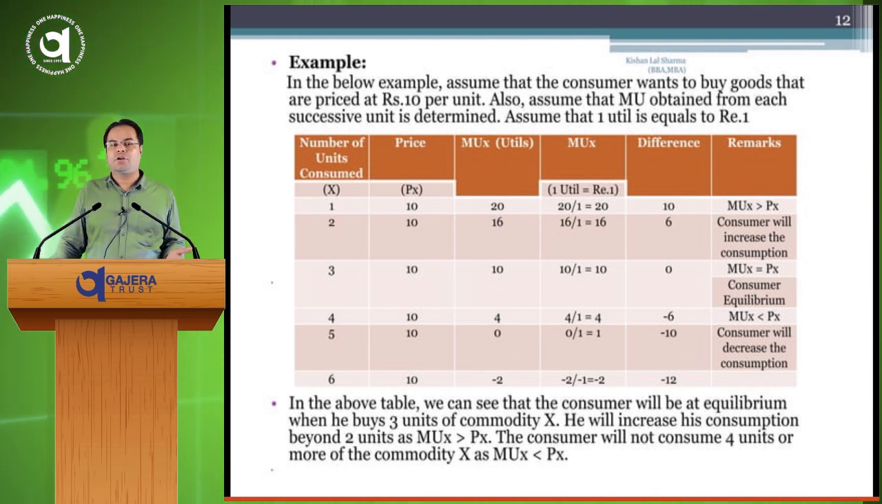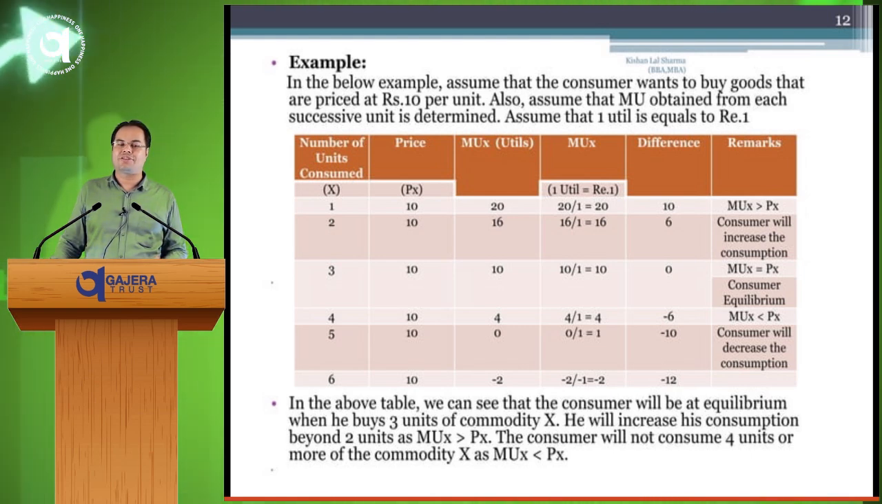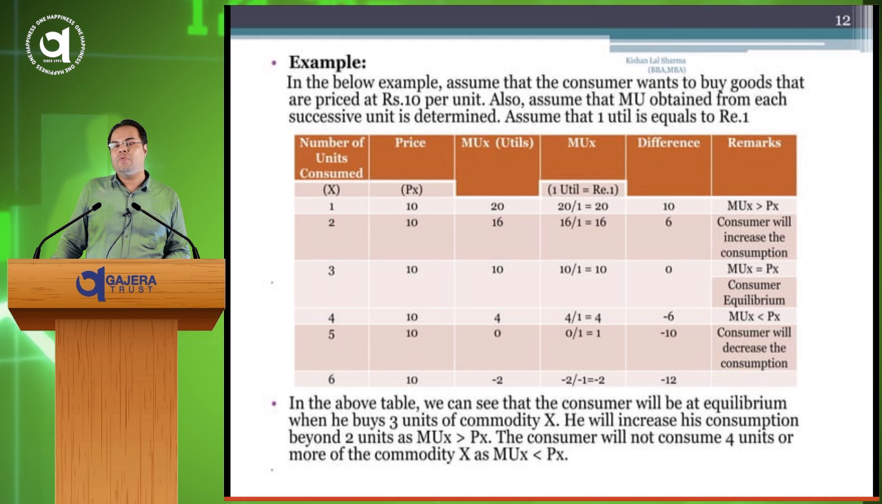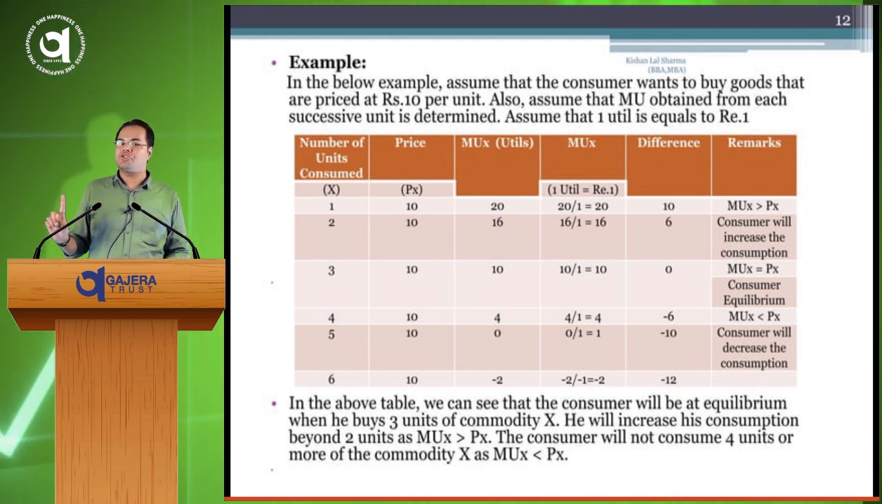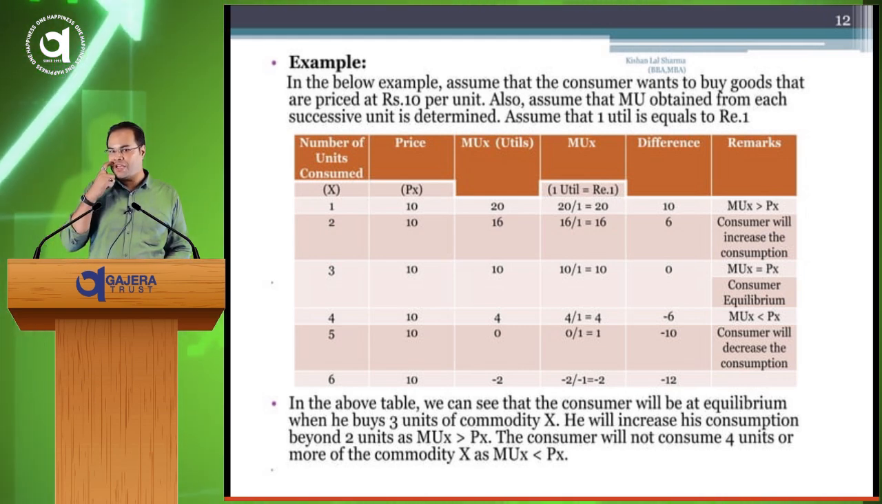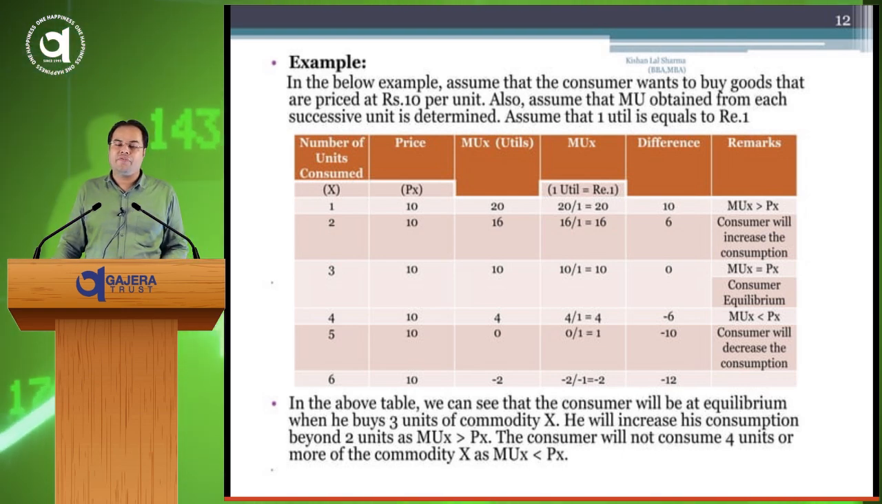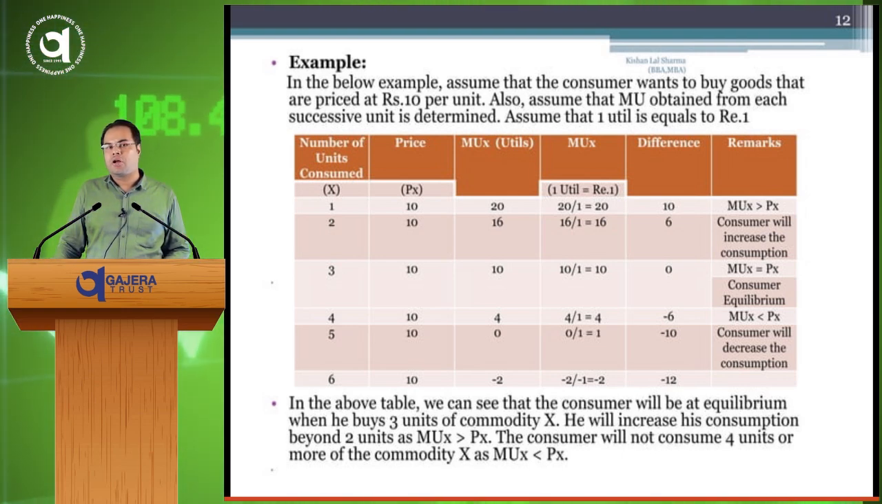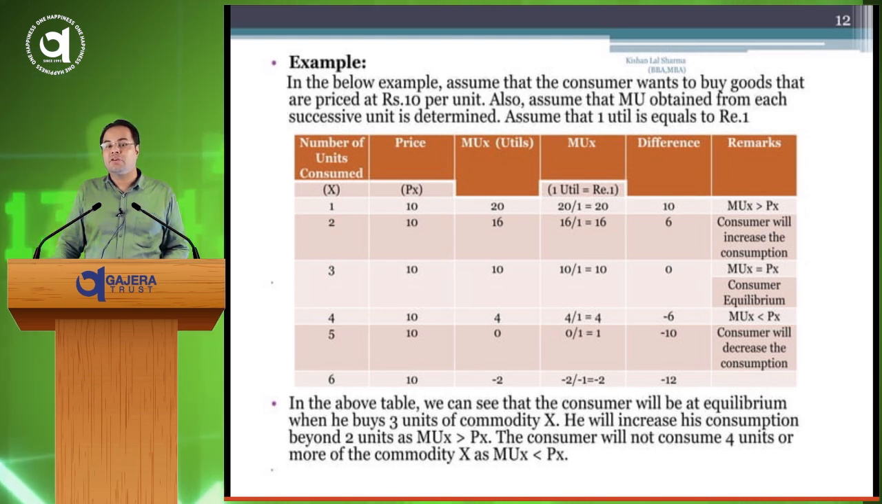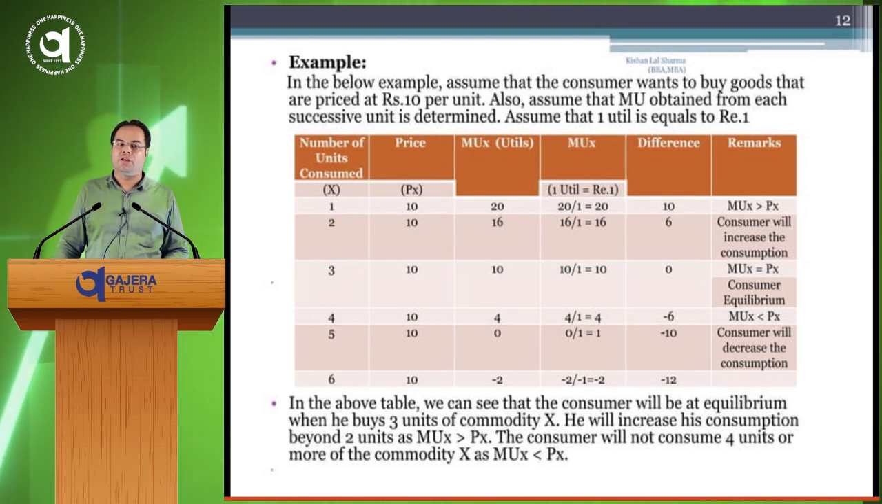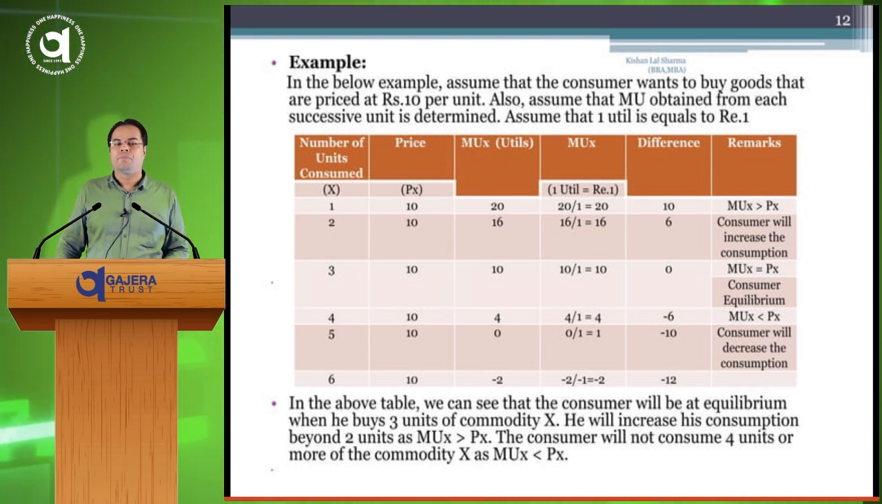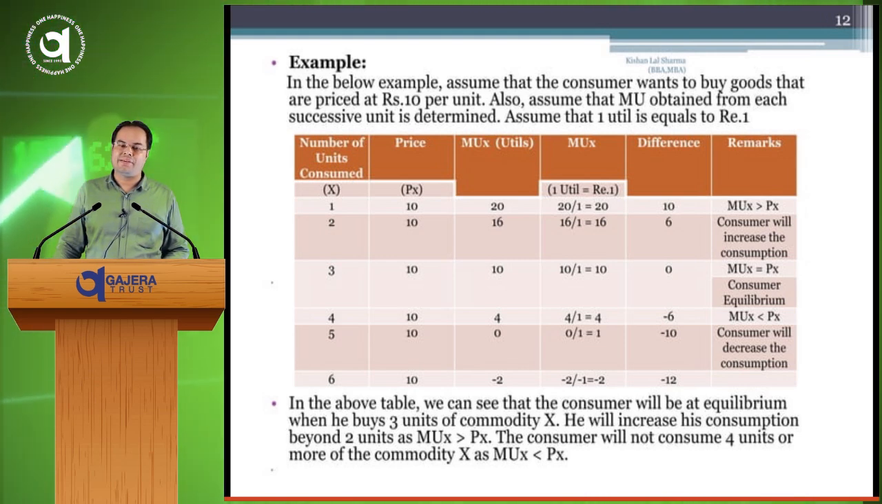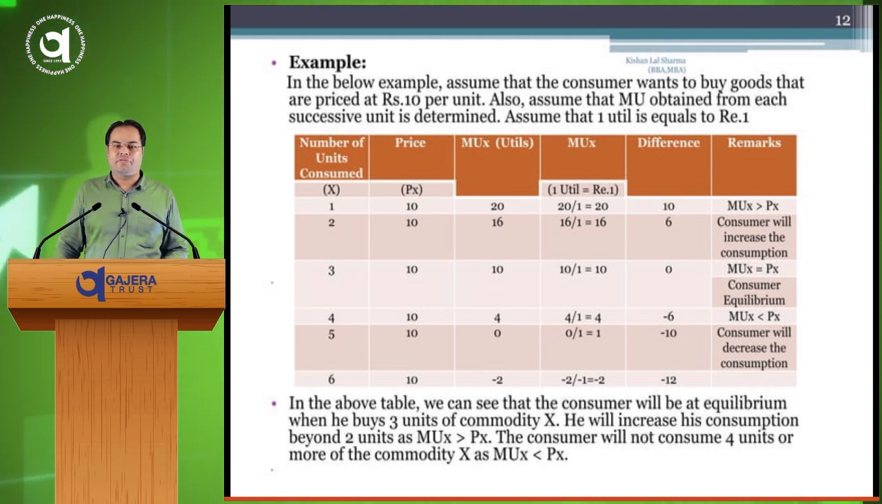Third, you can see on the third unit, the price is 10 rupees, and the utils you are deriving are decreasing and coming to 10. So now MUX is equal to PX, the condition is fulfilled. So consumer equilibrium is attained. If it is asked at which unit, or how many units consumed, gives the consumer equilibrium, the answer will be 3, that on the third unit MUX is equal to PX, right? So consumer equilibrium is fulfilled, or the consumer is getting maximum satisfaction at the third unit.